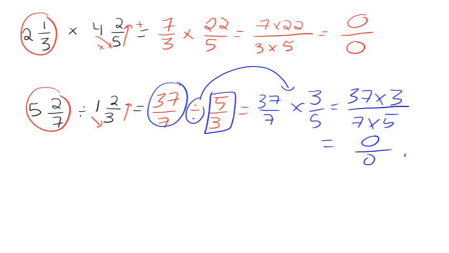I'm going to take another example but using division. So I'm going to take 5 and 2 over 7 divided by 1 and 2 over 3. Let us do it. So you change from mixed into a fraction. 5 times 7 is 35 plus 2 is 37 over 7, divided by 1 times 3 is 3 plus 2 is 5 over 3. So the steps are very clear.